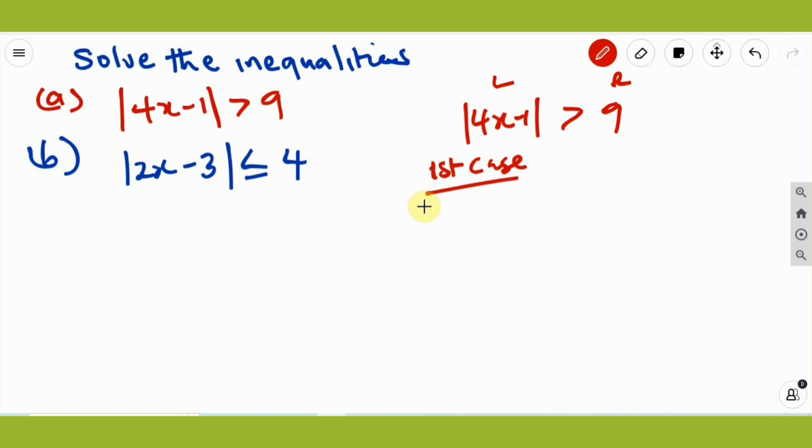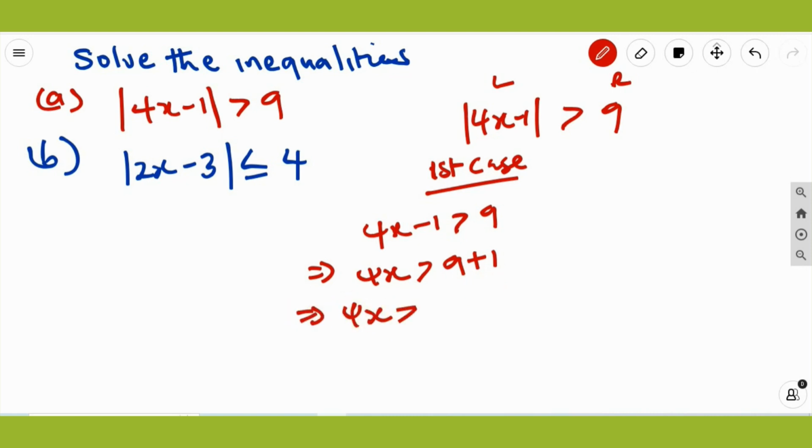So doing that for the first case, taking both as positive, I'm going to have 4x minus 1 is greater than 9. So I'm going to collect like terms here. I will have 4x is greater than 9 plus 1, because this is minus 1. As it crosses this sign, it is going to be plus 1. So this is the same thing as 4x is greater than 10. x is greater than 10 over 4, which is 2.5. That is the first one.